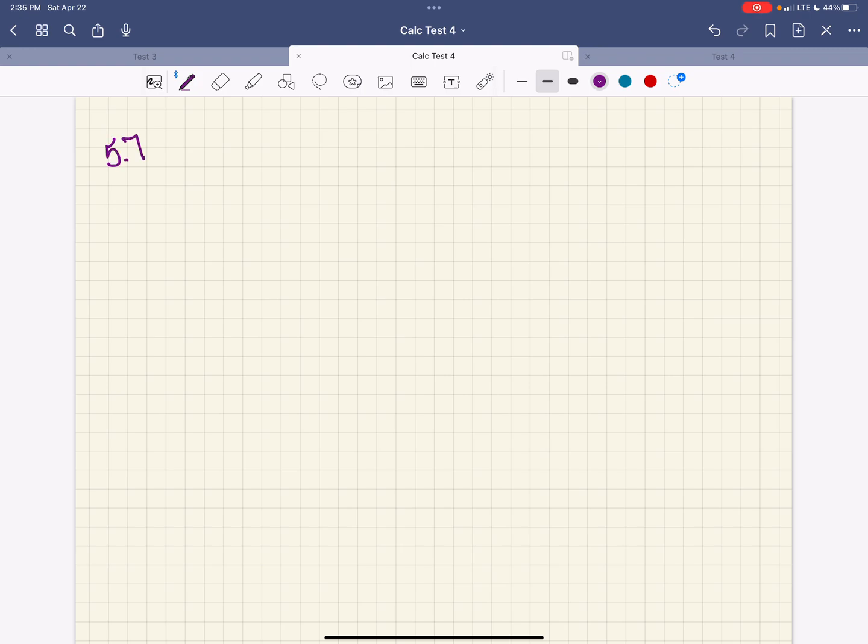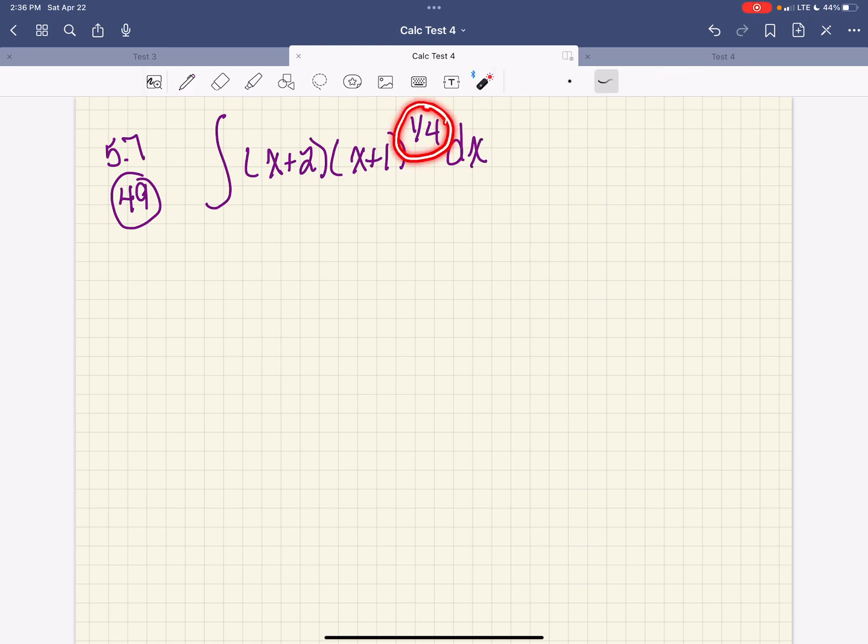So 5.7, number 49. Okay, so I am finding the indefinite integral of x plus 2 times x plus 1 to the 1/4 power dx. Okay, we have to use u substitution here. Because this is the 4th root, that's what the 1/4 power means. So that means the 4th root of this. That is what I'm going to make my u. So I've got u equals x plus 1.